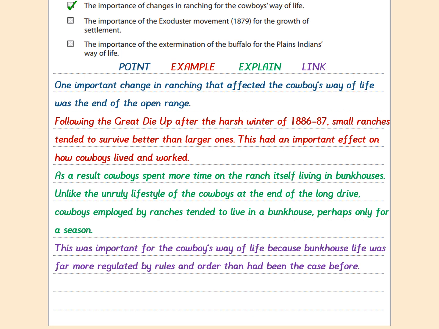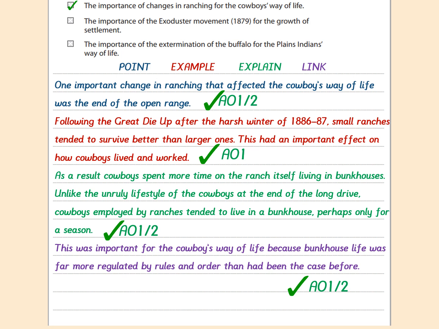So let's consider where I'm picking up some marks here. Firstly, I get some marks for AO1 and AO2 for knowing about the end of the open range and for clearly relating that to a change in ranching and a change in the cowboy's way of life. I support that with some accurate AO1 knowledge about the Great Die-Up and how ranches changed, which is supported by further knowledge about bunkhouses, the cowboy's lifestyle and why it changed. And then I make that comparison. This is a change in the cowboy's way of life because the bunkhouse life is more regulated than what had come before. So is that about the importance of changes in ranching to the cowboy's way of life?